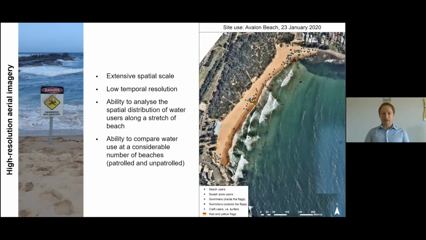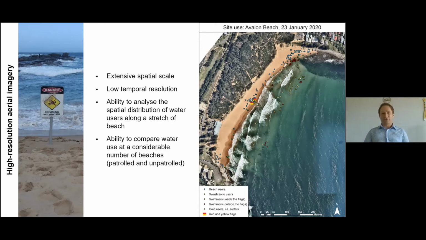High resolution aerial imagery has some opportunities. They have an extensive spatial coverage. However, there's a low temporal resolution. So there's relatively few images captured relative to lifeguards collecting every hour, perhaps on the beach, or cameras collecting constantly.